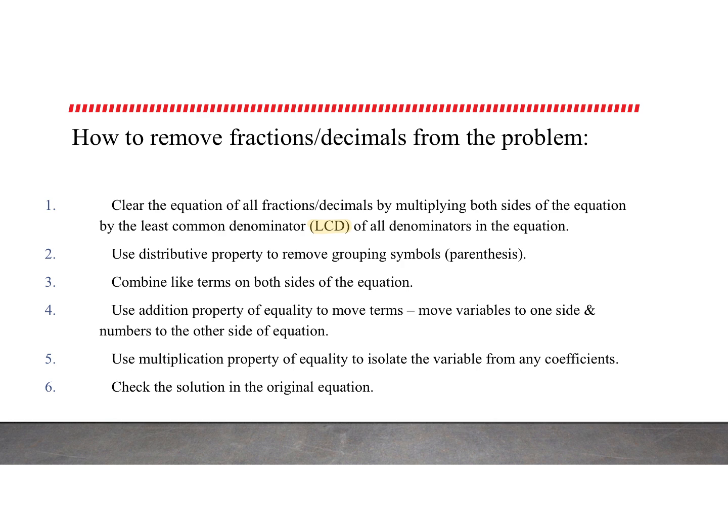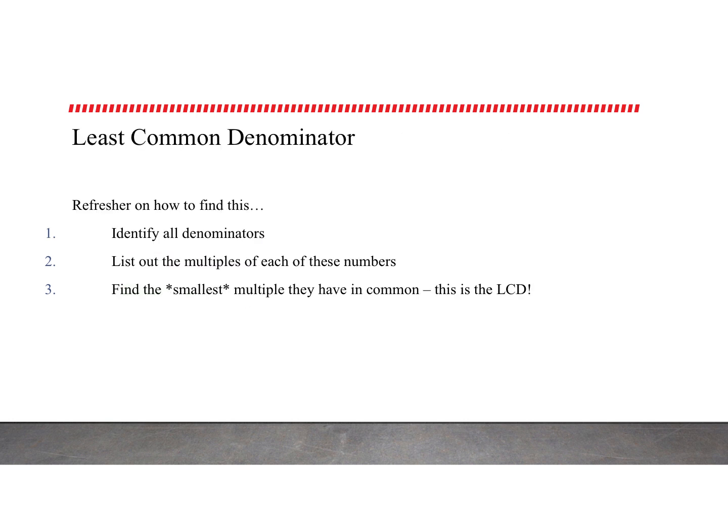Then you're going to go through the same steps that we've been working on. You're going to use your distributive property to get rid of any parentheses. You're going to combine like terms on both sides, then add and subtract to move around your terms, and then you would use your multiplication property at the end to isolate your variable. And last but not least, always check your work.